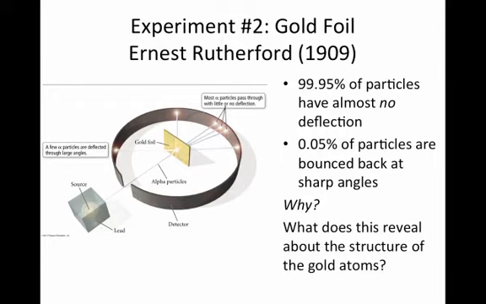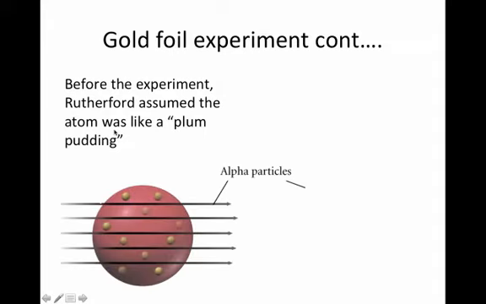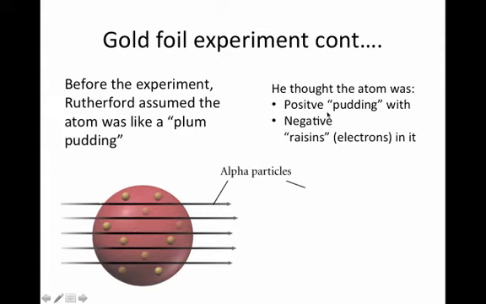Well, it's instructive to realize that, in fact, Rutherford was surprised because before the experiment, Rutherford assumed the atom was like a plum pudding. So here's the plum pudding. You've got all of this red stuff he considered positive pudding. So you've got this positive jelly-like substance, and then inside that are the negative raisins in the pudding.